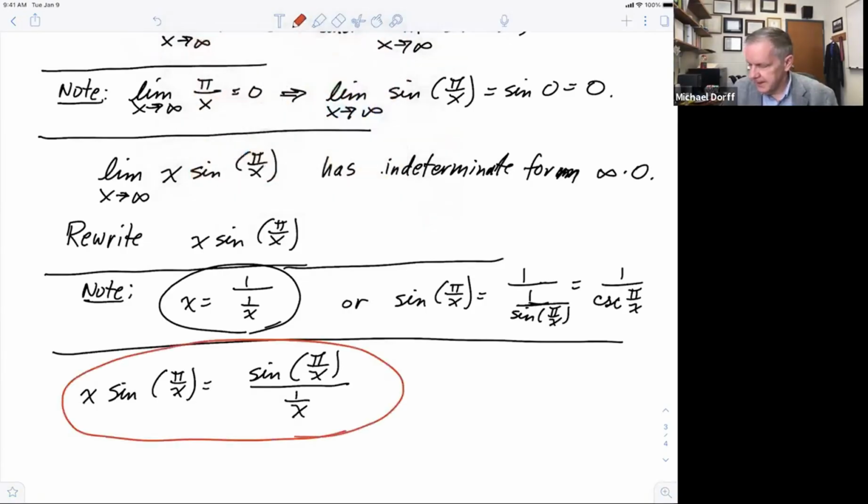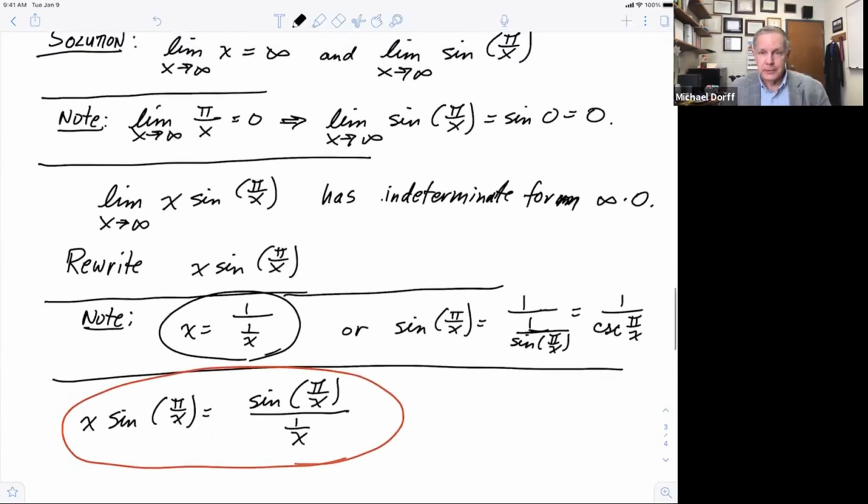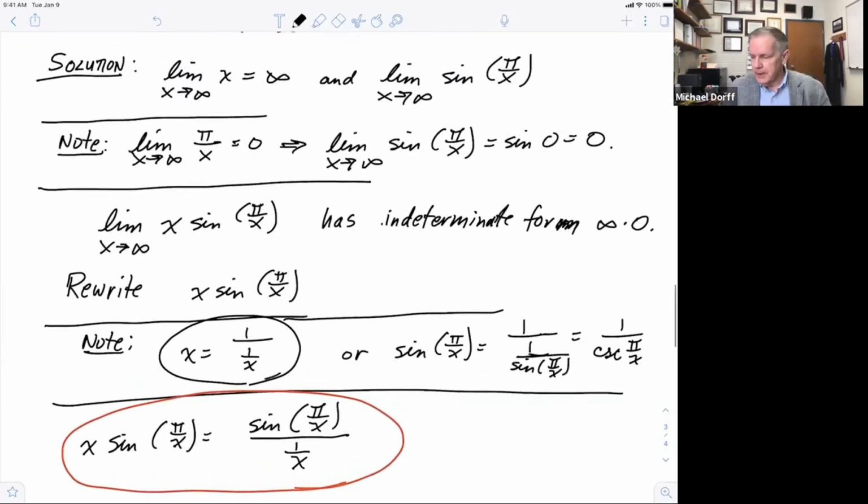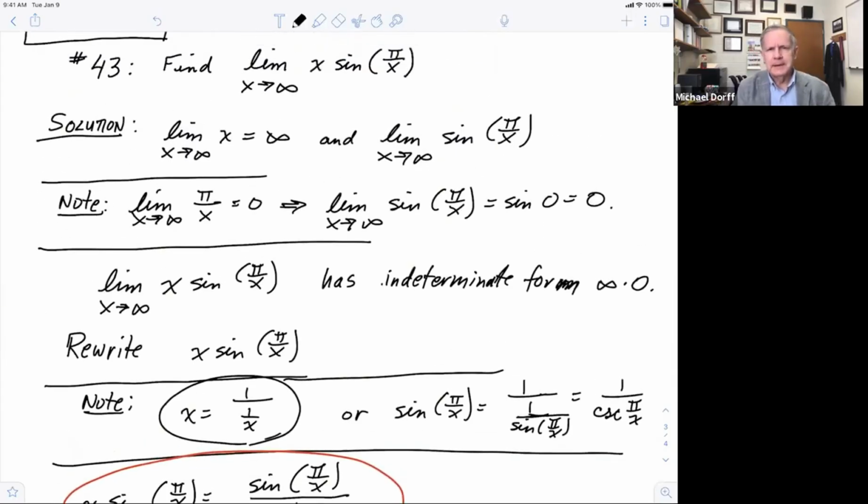What's nice about that is now I have a rational expression, something like a fraction, something over something, and then I can use L'Hopital's rule. I'll have to check it, but I should get 0 over 0 or infinity over infinity. So remember in the original problem, we had something times something, and we got a 0 times infinity. That's an indeterminate form. To rewrite that so I can use L'Hopital's rule, I'm going to put 1 over one of those terms, either the one that goes to 0 or the one that goes to infinity, in the denominator.